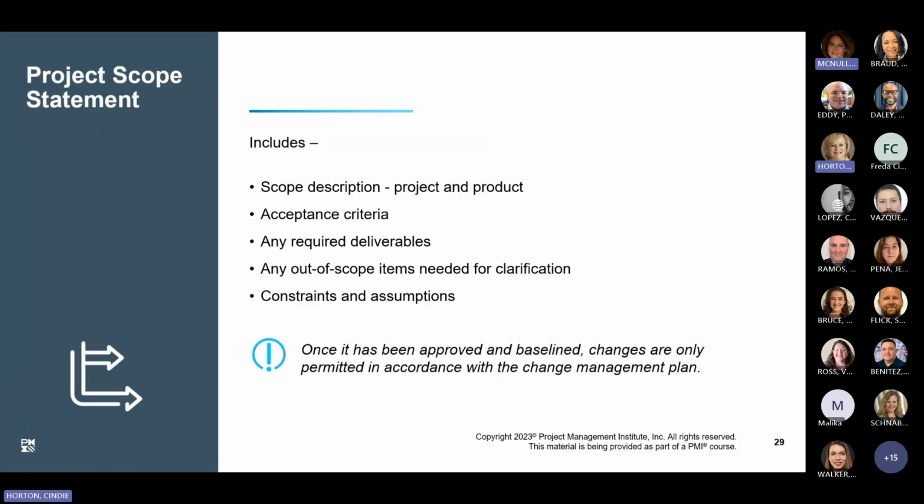After you've collected and documented requirements, now it's time to prepare the project scope statement. This is the textual document that includes all the requirements as specified for the scope of the project. It's an output of the plan scope process. Many scope statements include a scope description, both project and product, the acceptance criteria, any required deliverables, any out-of-scope items needed for clarification, constraints and assumptions, whatever is currently known. And once this has been approved and baselined, of course, changes to it will be made according to the change management plan.